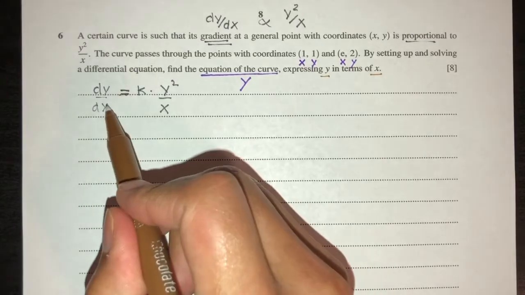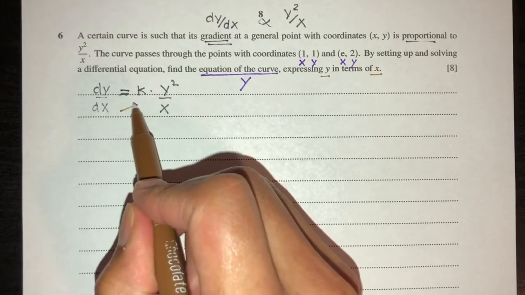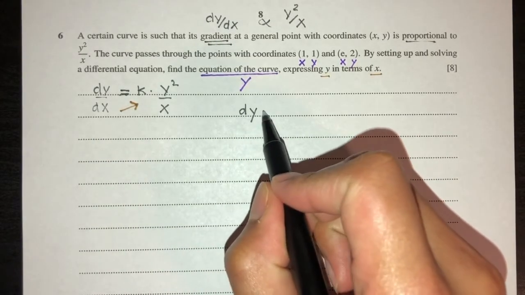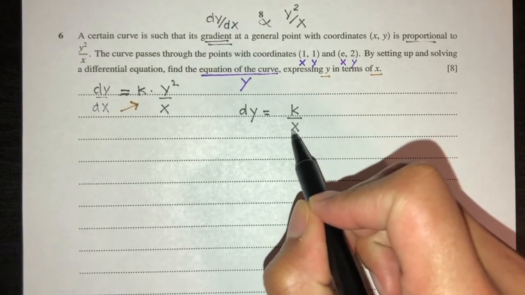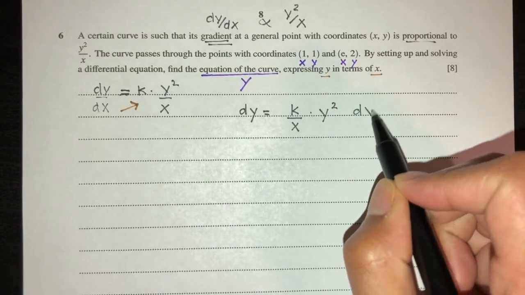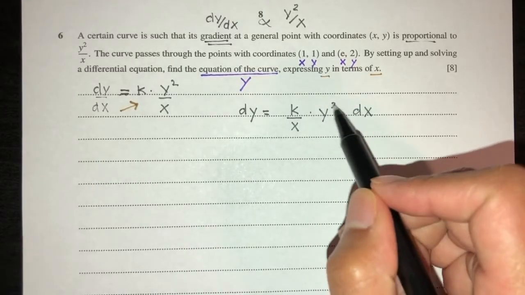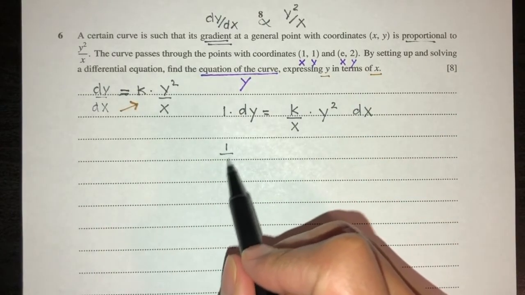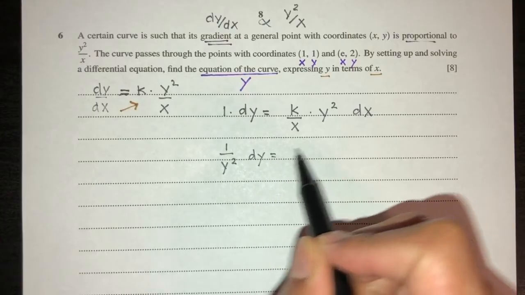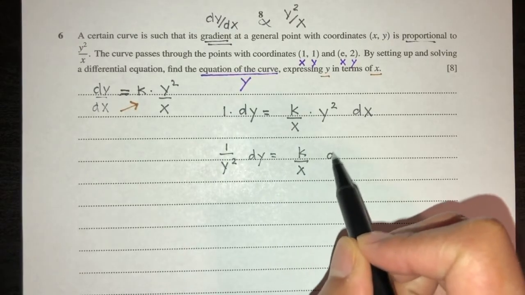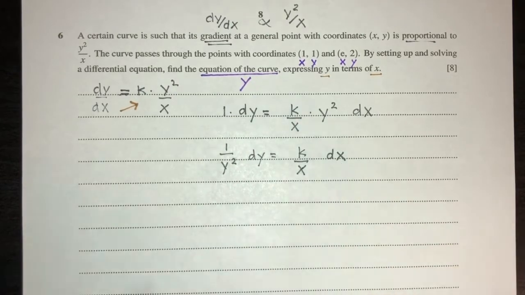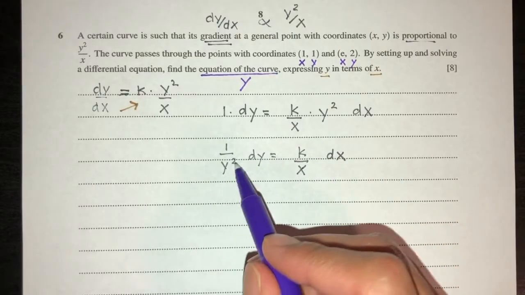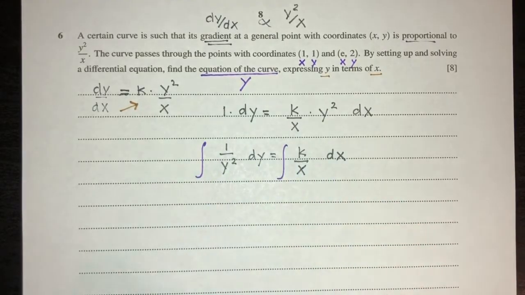As you can see, here we have dx. We have to send this to this side, so you will have dy is equal to k over x times y squared dx. Now here we have y squared, so we send it to this side. You will have 1 over y squared dy is equal to k over x dx. Now since we have x and dx, y and y squared, we can integrate both sides.